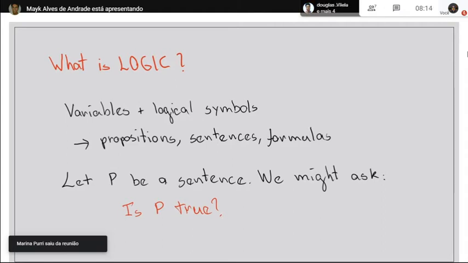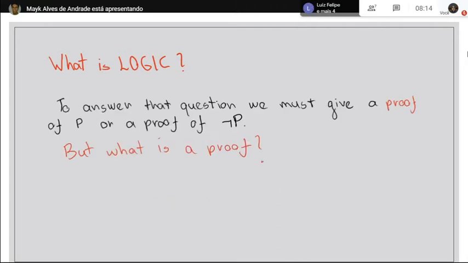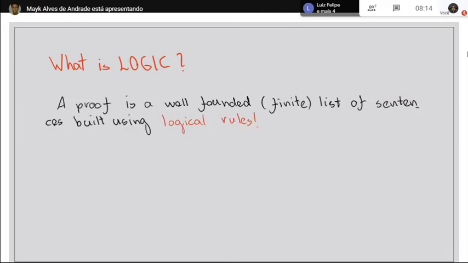But basically, if you have a sentence, you can ask yourself or ask somebody else, sentence P, is P true, right? And to answer that question, we must give a proof of P in case P is true, or a proof of not P in case P is false. But another question, what is a proof? Well, basically, a proof is a well-founded, finite list of sentences built using logical rules.